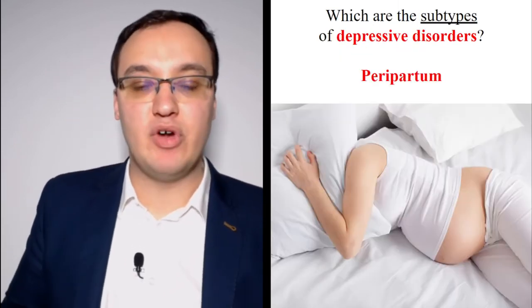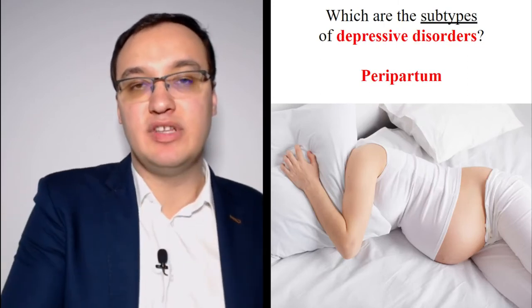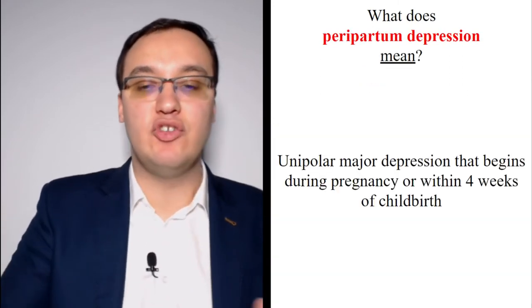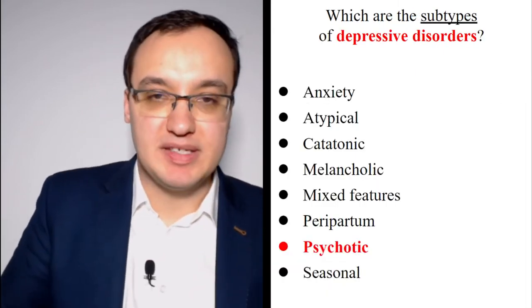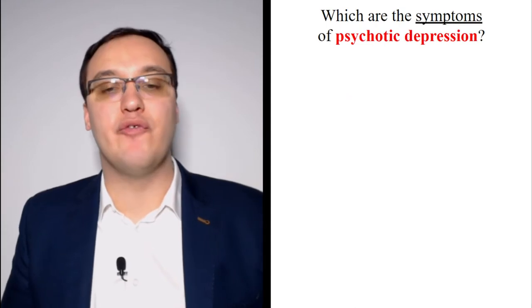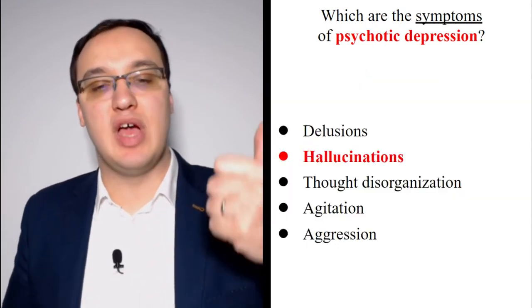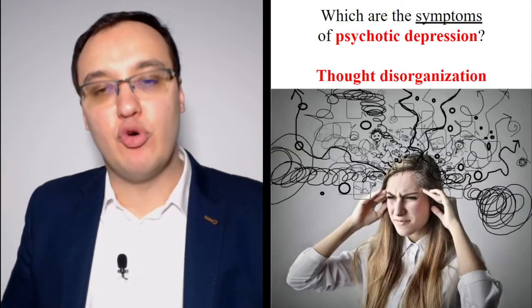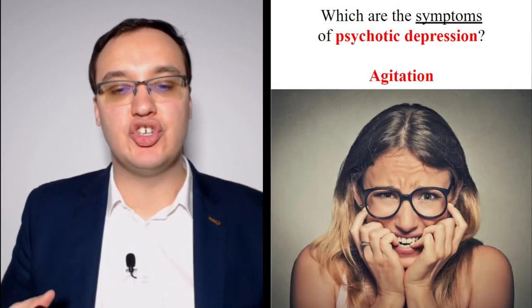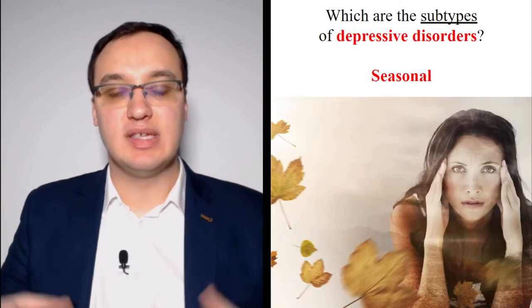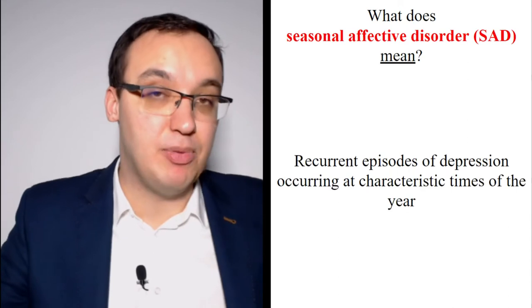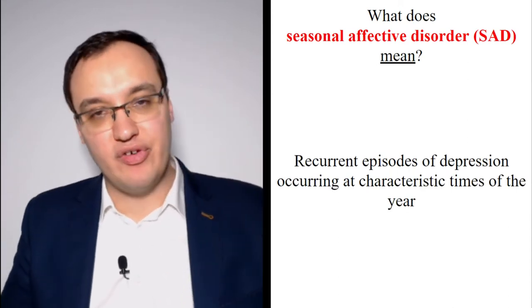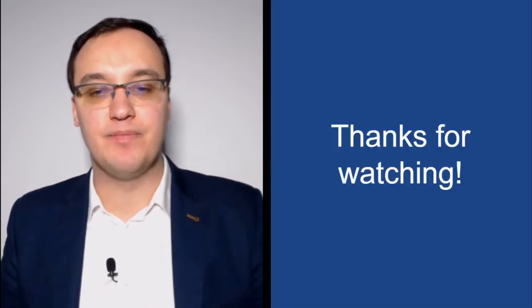Peripartum means that we have depression in pregnancy and usually within 4 weeks of childbirth. Okay, that's peripartum. Psychotic means that you have psychotic features, what? Delusions, hallucinations, thought disorganization, agitation, and aggression. Okay, these are psychotic features. Seasonal means that you have a seasonal affective disorder that comes, for example, in the winter always, at a characteristic time of the year. And that was it.